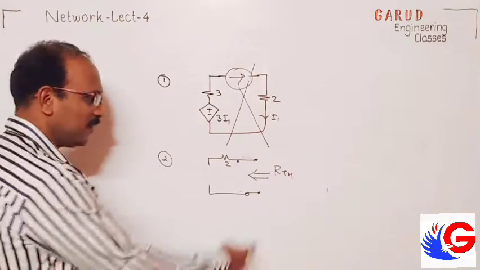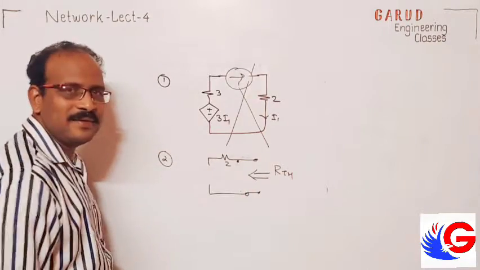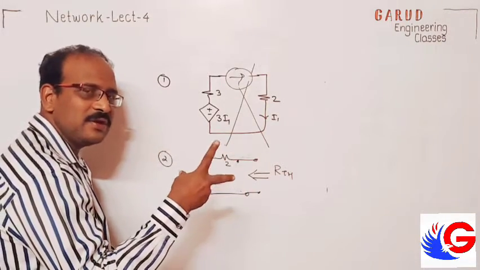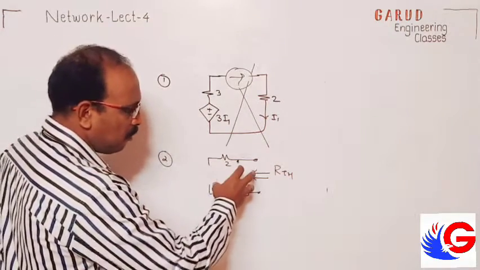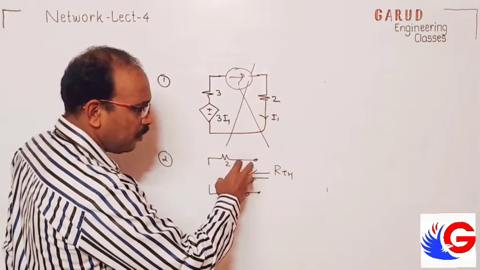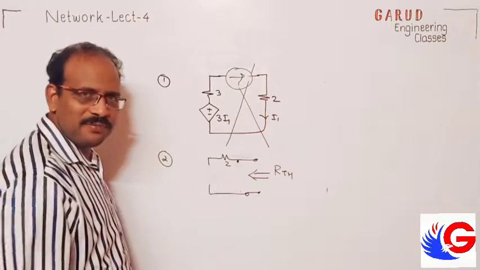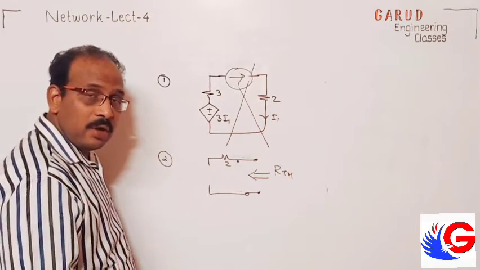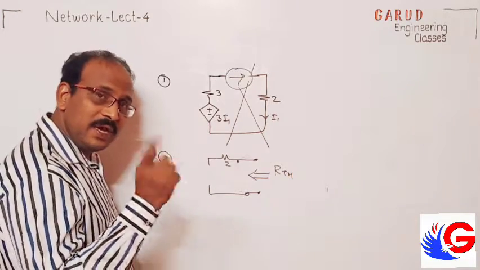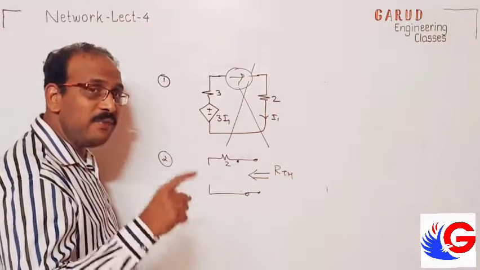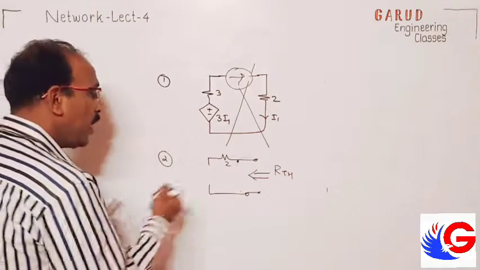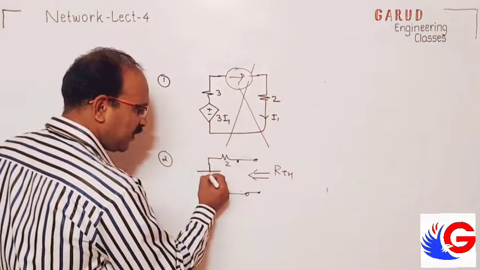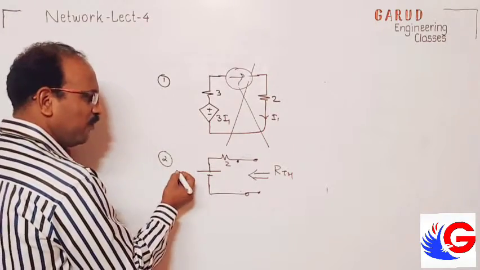Okay. So what is this? This plus infinity. Open means infinity. Short means 0. Okay. Now same happens with the superposition. The thing is, whenever you want to present with the internal resistance, that time we consider that independent source as an ideal source.